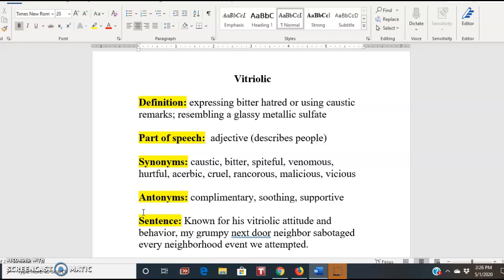So the first thing that we do is we pronounce the word vitriolic together. I even ask them, can anyone pronounce this word? And then we get the definition from a dictionary. In this case, it's bitter hatred or caustic remarks. This happens many times, where the definition has another vocabulary word that they might not know. So then we look up caustic and we get the definition that it burns.